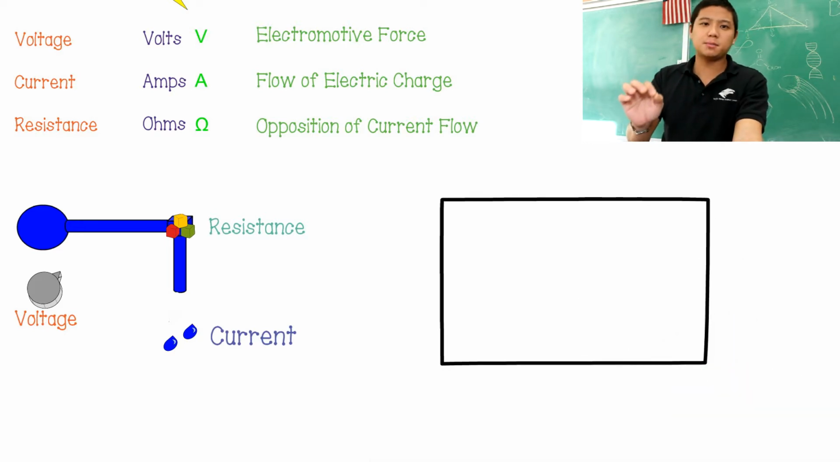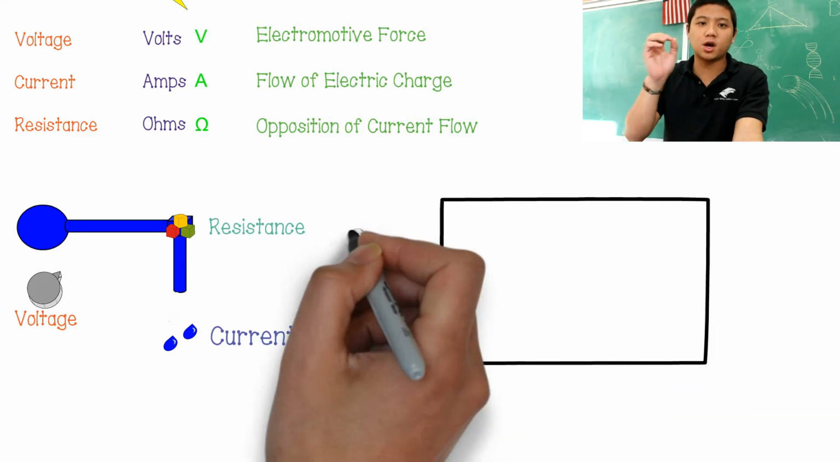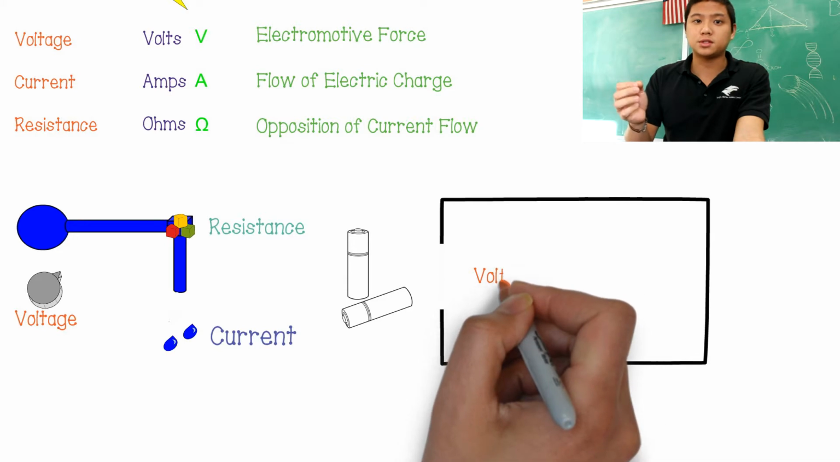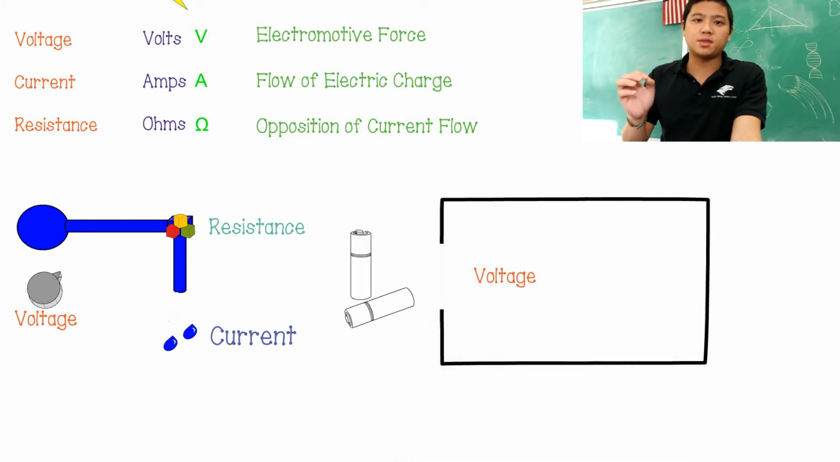So the battery is going to be our electromotive force. It's what's going to cause these electrons to move around. It's what's going to cause the electricity. And that's going to be represented by voltage. We can represent the battery with this symbol here.